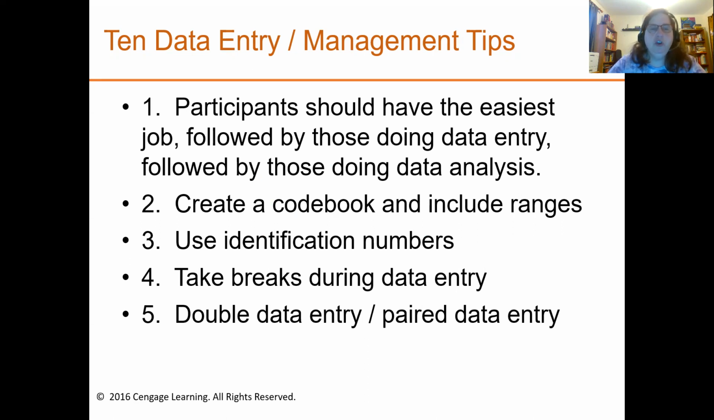Okay, so create a code book and include ranges. That's always a good idea. Just identifying each of the variables, where they come from, what their ranges are, etc., what missing values are, those sort of things. Use identification numbers. Always use identification numbers. That will help you vastly in terms of trying to figure out if you ever have to identify a particular case or anything like that.